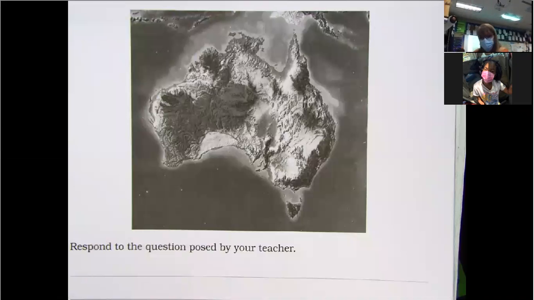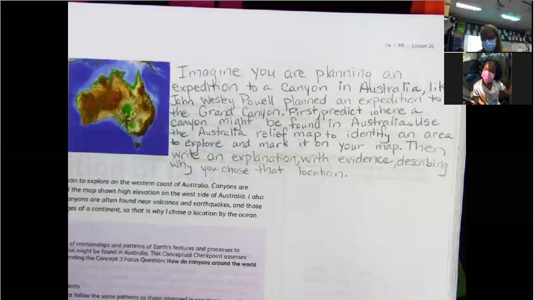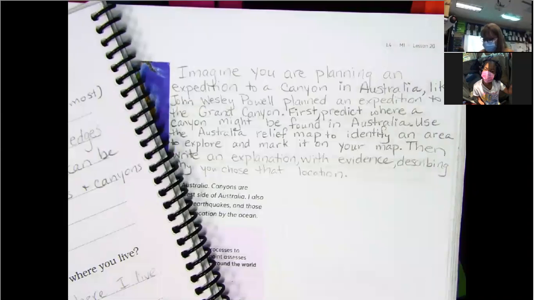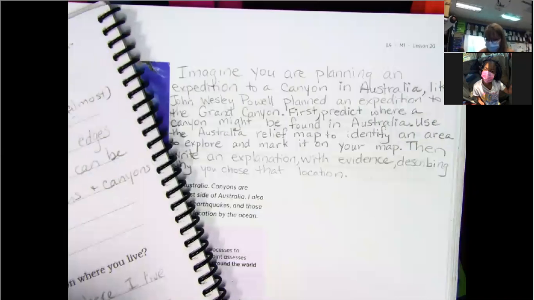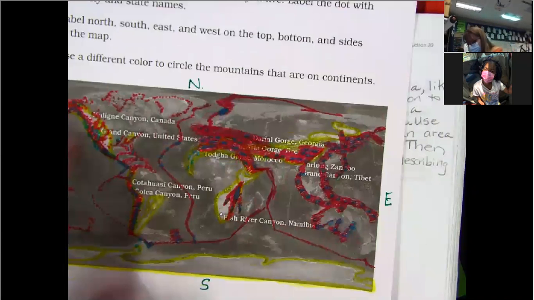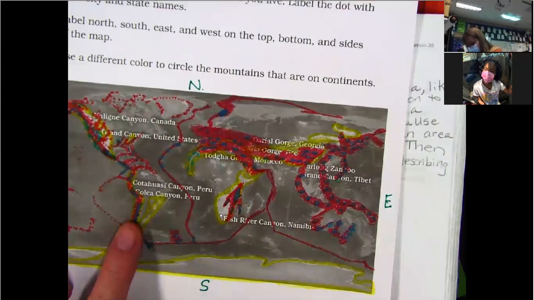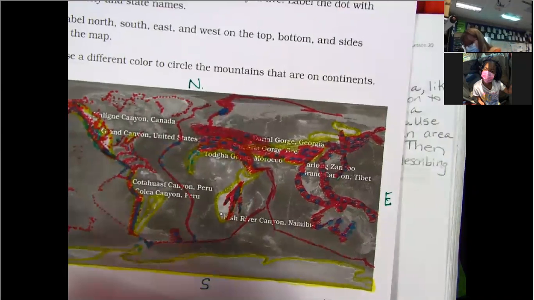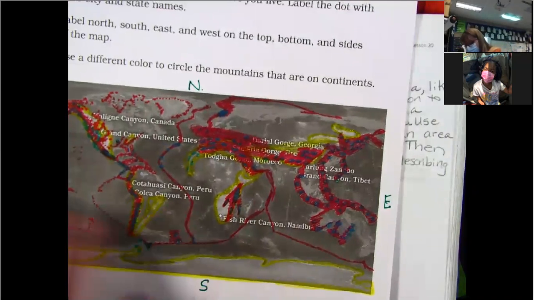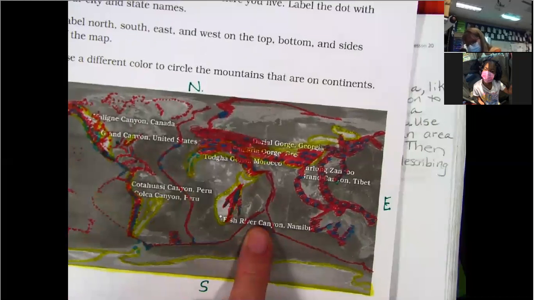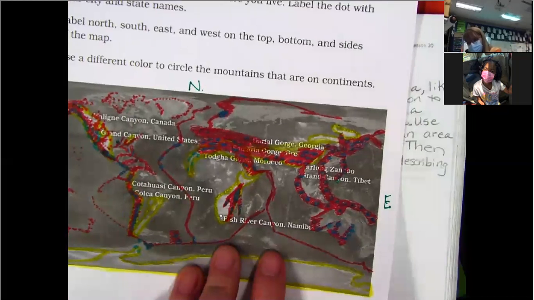All right, so on the back, on page 70, it asks, what do you notice about the location of volcanoes, earthquakes, mountains, and canyons? So we kind of already discussed this when we were looking at the pictures, but let's go back again. The mountains are on the edges of continents. Volcanoes and earthquakes are on the edges of continents too, but they're also in the middle of the ocean, right? Everybody agree on that? Okay.